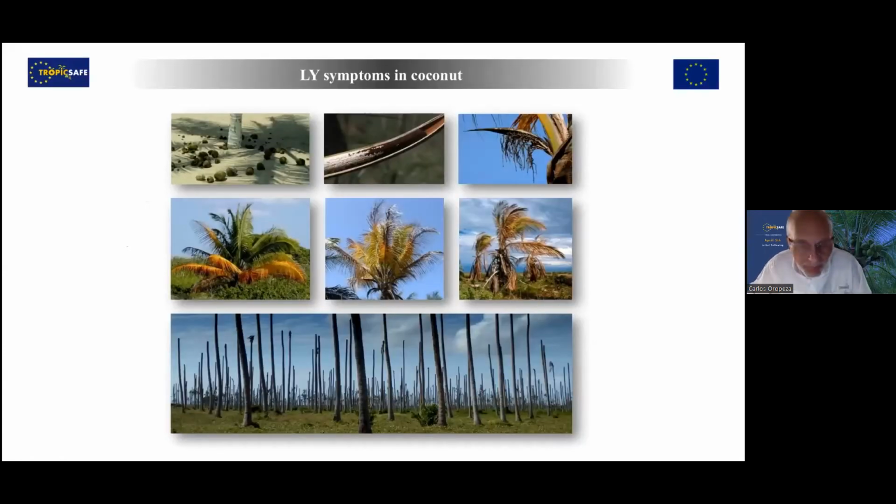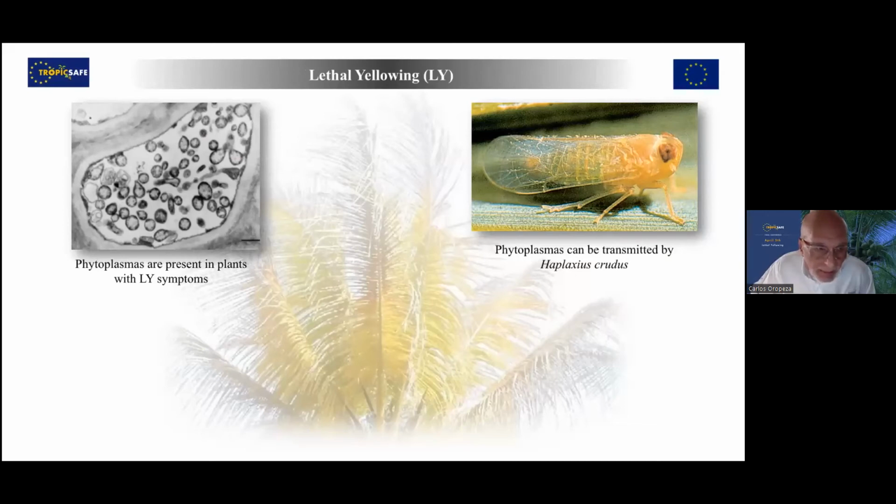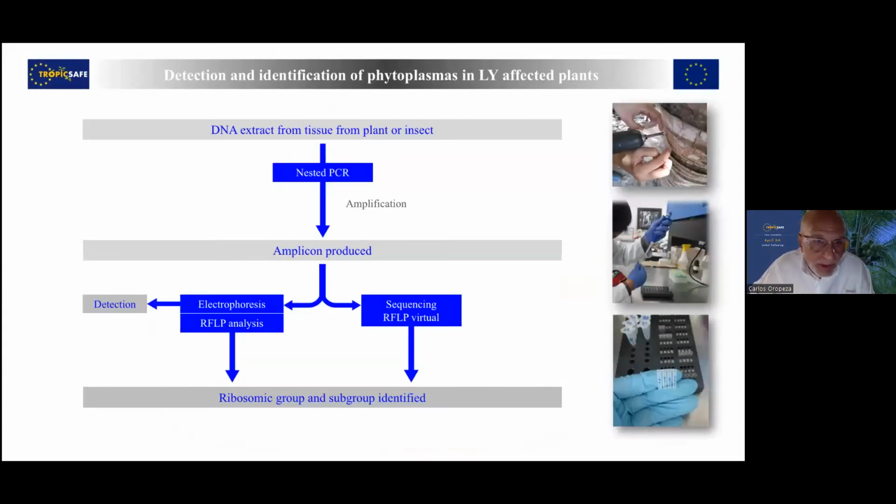This you already present. Some other presentations have shown this, but I'll leave them there for a few seconds for the pictures of symptoms. Then phytoplasmas that are associated with the diseased palms, and they can be transmitted by Haplaxius crudus, as reported by Florida several decades ago. And very important tools for these studies are the molecular tools, as in this case I'm showing nested PCR and how it is done, and finally that we can identify group and subgroup.